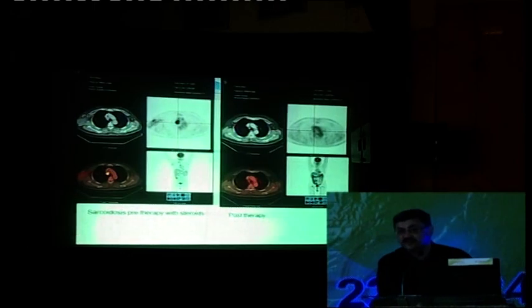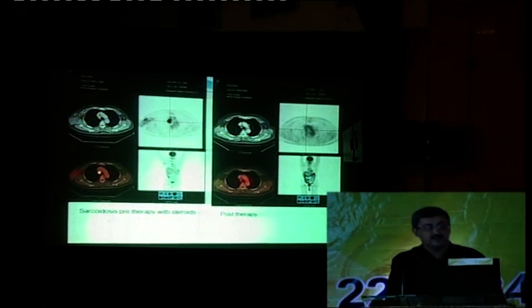So you will prevent the patient from suffering all the side effects of chemotherapy and have no benefits, as opposed to giving the proper management. So again, sarcoidosis, pre-therapy, post-therapy, you can see all those lesions have vanished. And now we have new tracers coming up all the time.